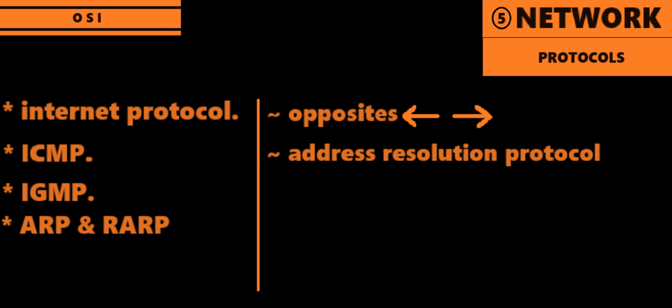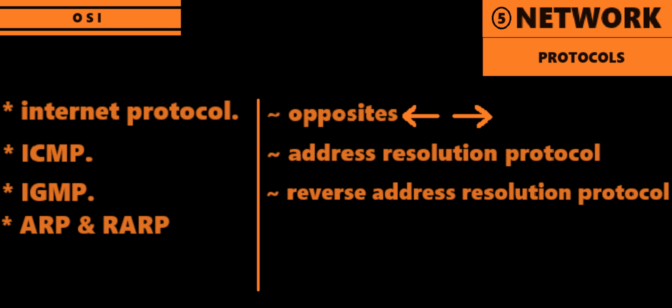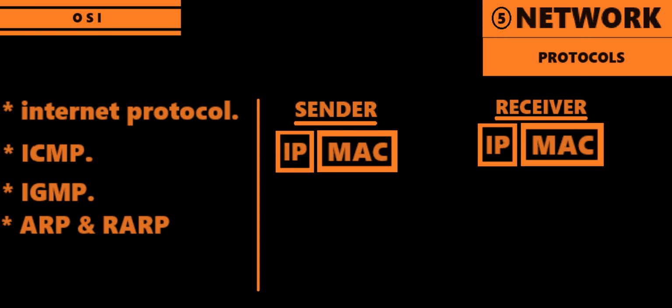ARP and RARP. They are two different protocols which do the reverse job of each other. ARP refers to Address Resolution Protocol, and RARP refers to Reverse Address Resolution Protocol. Before we know the functions of those two protocols, we should mention that to send a message, the sender's and receiver's IP address and MAC address must be known.